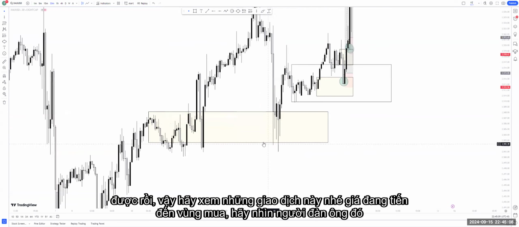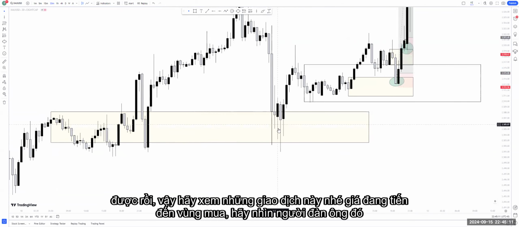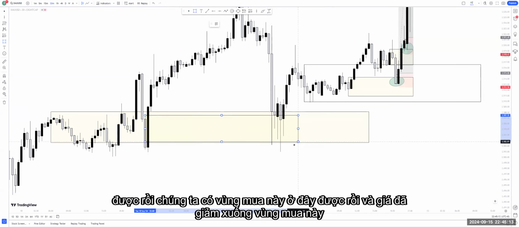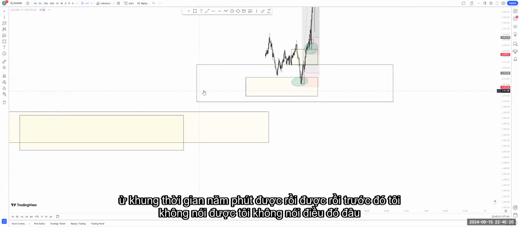All right, so let's see this trade. The price gets into the buy zone. Look at that, man. We have this buy zone over here, and the price dropped down into this buy zone. Yep, 5 minutes time frame.